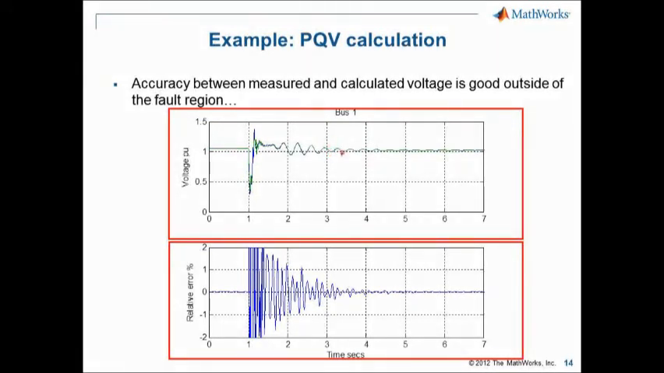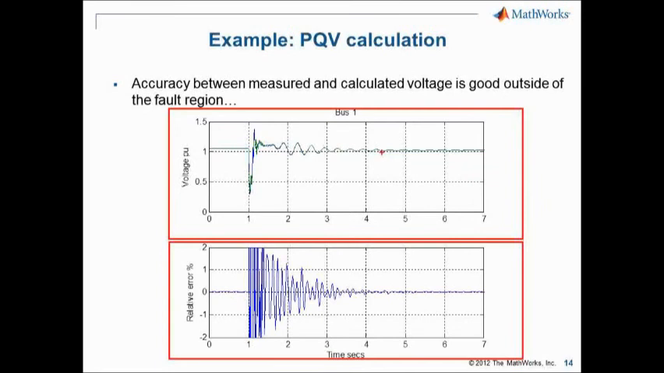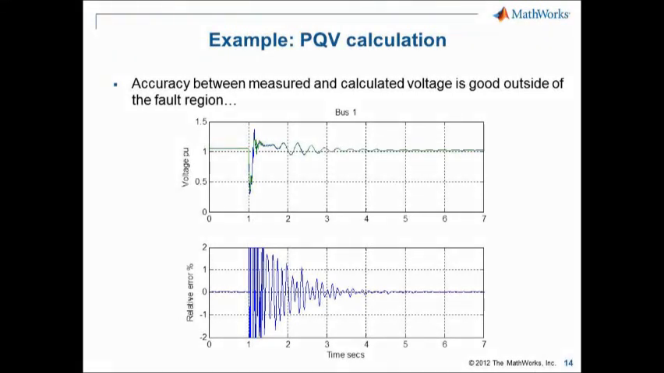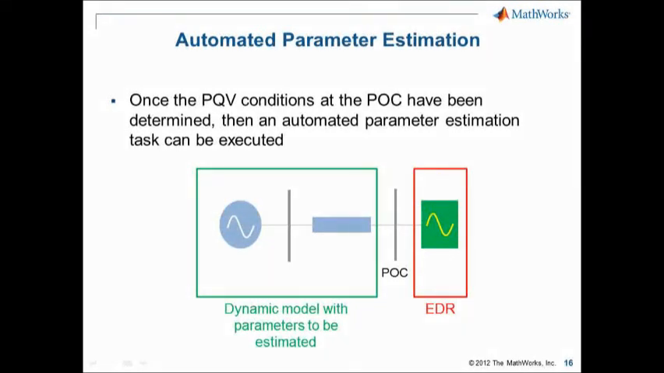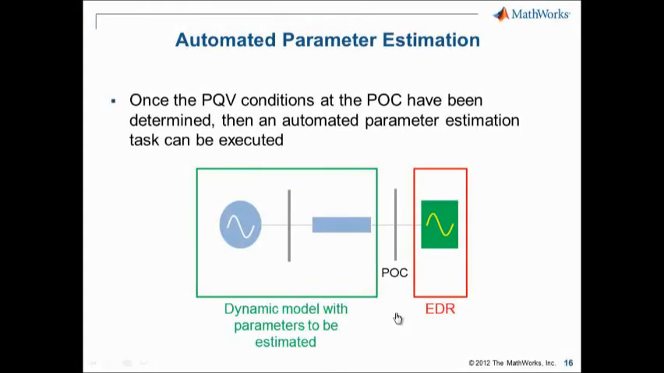And you can see that they have a very good accuracy outside the fault region. And that's really the region that we are interested in. And then we are going to use that value. So what's the next step after we have obtained this PQV profile? Well, we take that PQV profile and use it as an enforced dynamic response in the simulation model. And so once those PQV conditions at the point of connection have been determined, we can use them as an enforced dynamic response on the model, and then we can carry out the parameter estimation task as we saw in the previous part of the presentation.